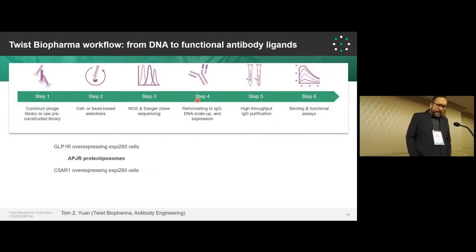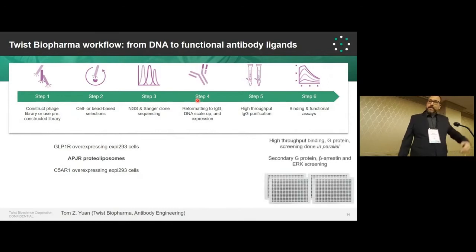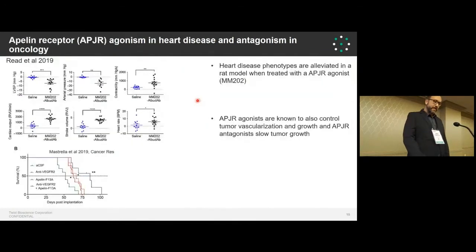So the next story is about APJR. Again, doing binding and function in parallel is really the goal here, to see if we can pull out agonists and antagonists from our library.